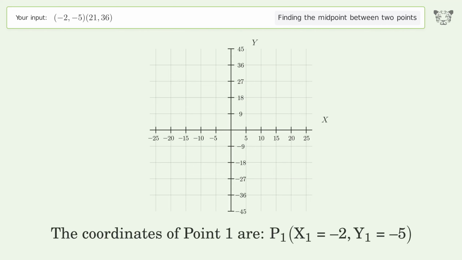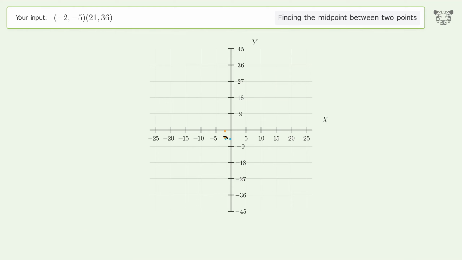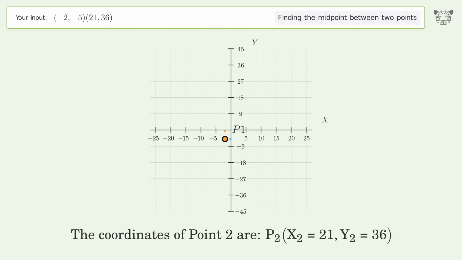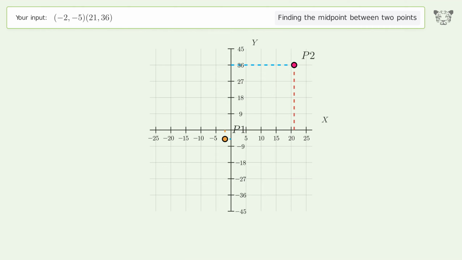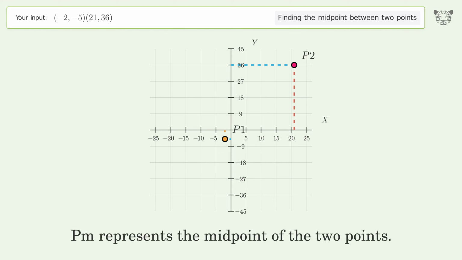The coordinates of point 1 are, x1 equals -2, y1 equals -5. The coordinates of point 2 are, x2 equals 21, y2 equals 36. PM represents the midpoint of the 2 points.